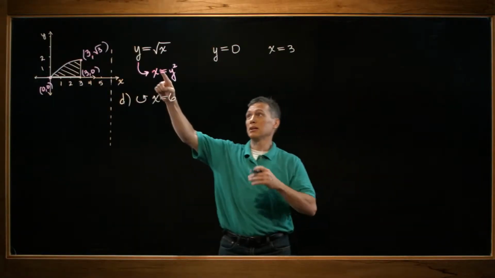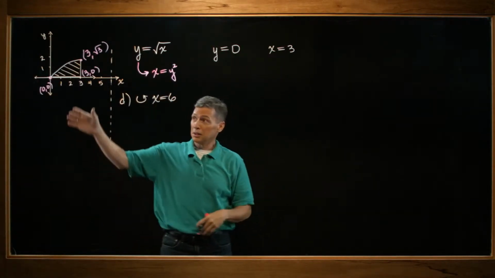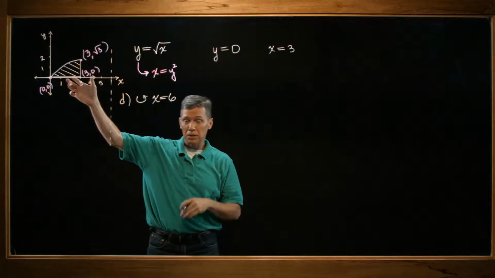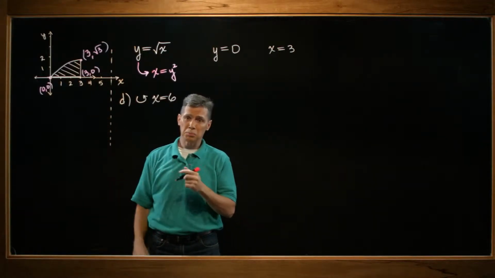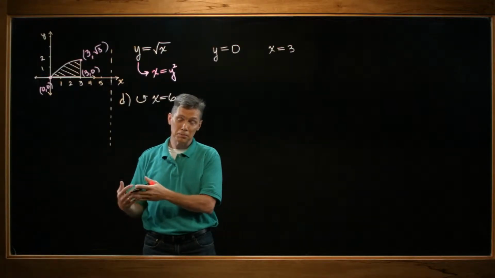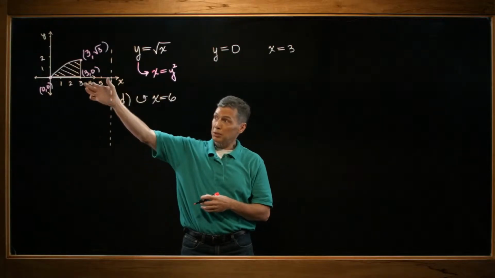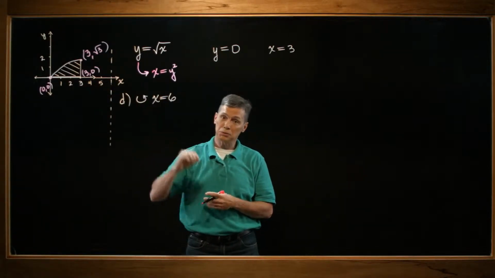In each part, they gave us this same y equals square root of x, y equals 0, x equals 3. That created this bounded region. And the four different parts of the problem were just spinning that region around a different axis of revolution and then asking us the volume. Finally, part D is what we'll look at in this video. What happens when we take that region and spin it around x equals 6?